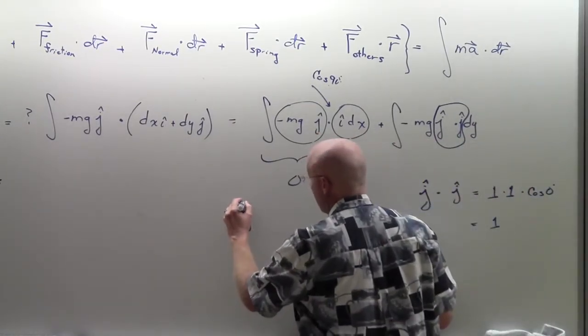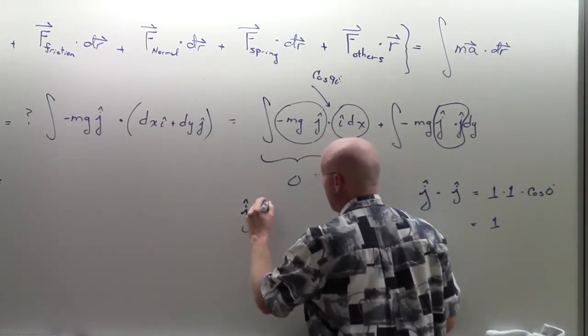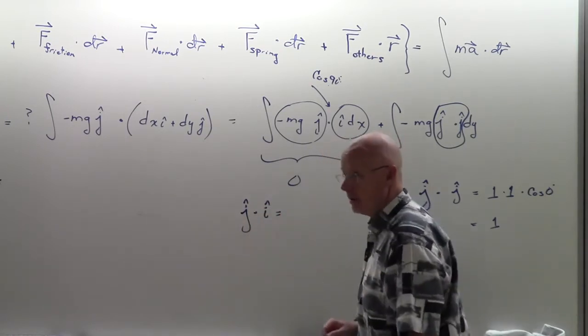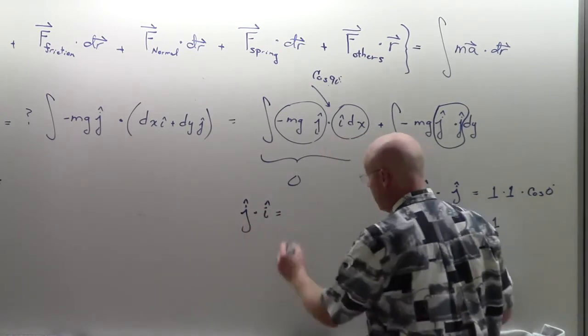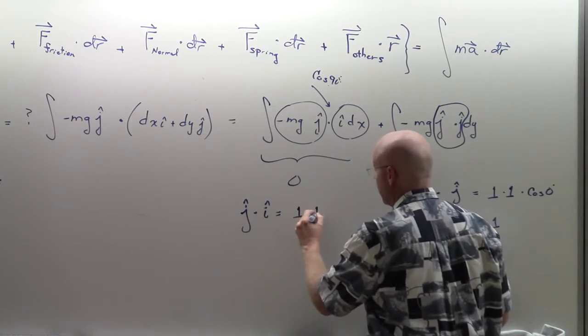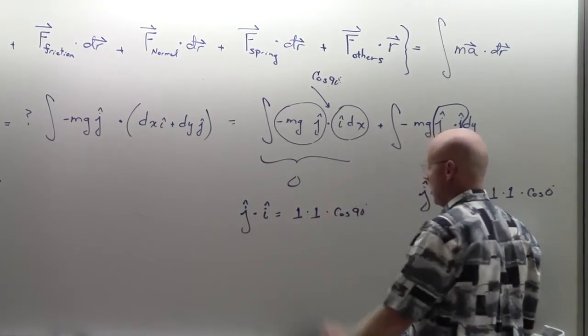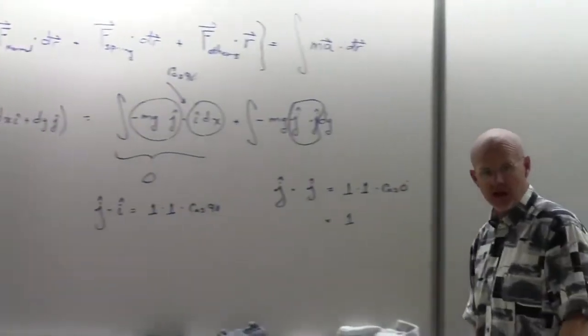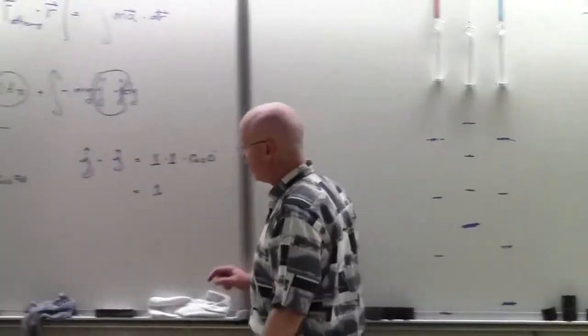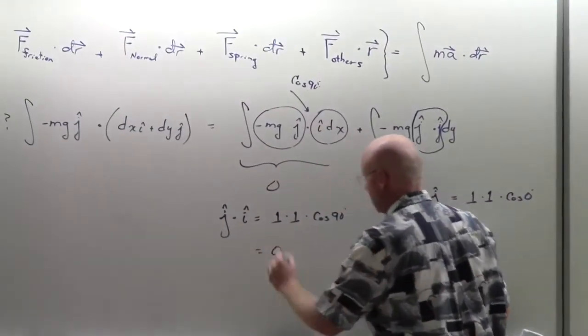j hat dot i hat would be the magnitude of the first times the magnitude of the second times cosine of the angle between them. And that would be 0.